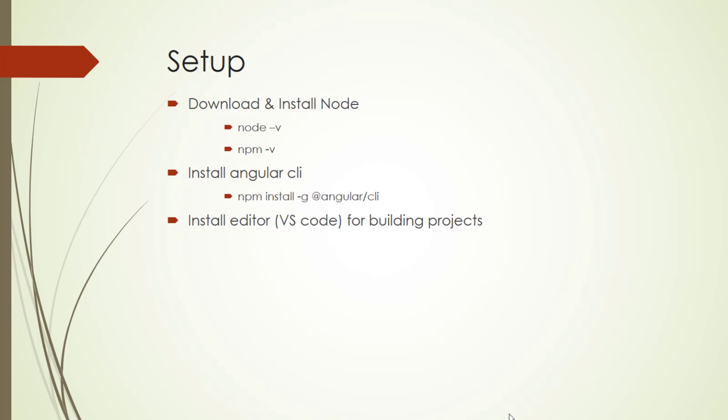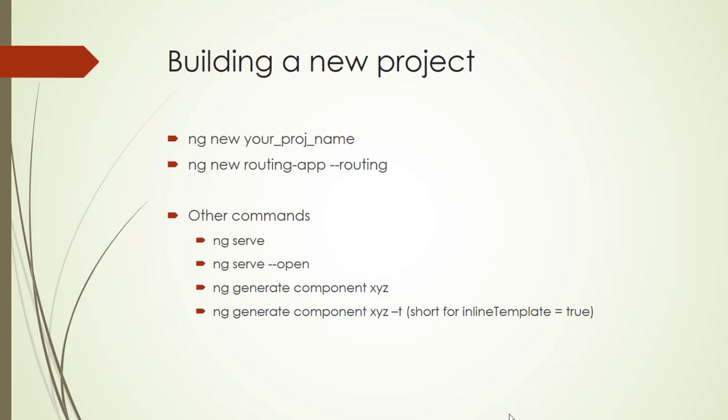So in this tutorial, we have seen how to install Node and NPM, how to install Angular CLI, installing VS Code, building a new project. So these are some direct commands provided by Angular CLI like ng new. The --routing option can be used for building a project with routing. ng serve is for compiling the project. ng serve --open will compile the project and open it into a new browser. There are other commands like ng generate component about which we will discuss later.